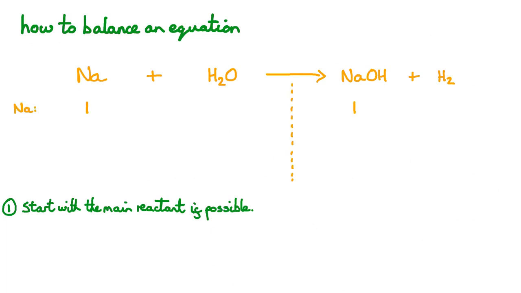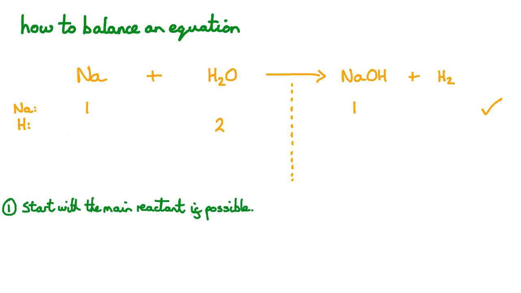We can set up a little table a bit like this and count the number of sodium atoms in each of our reactants and then again for each of our products. In this case, we have 1 sodium atom on our reactants and 1 sodium atom on our products. So the sodium atoms are balanced for now. Let's move on to the next element.